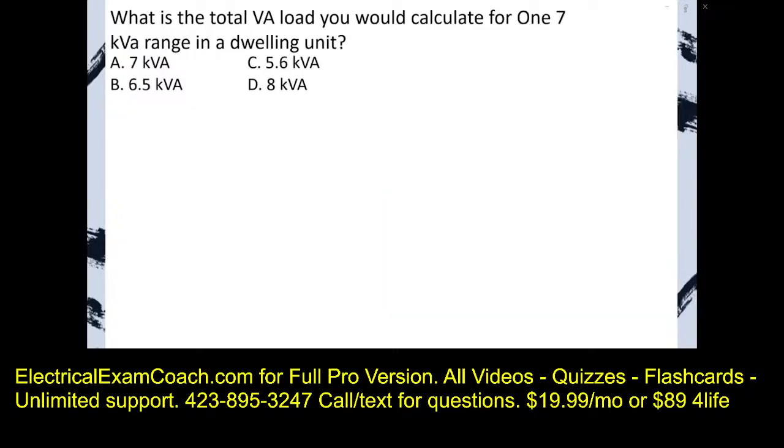What is the total VA load you would calculate for one 7 kVA range in a dwelling unit?